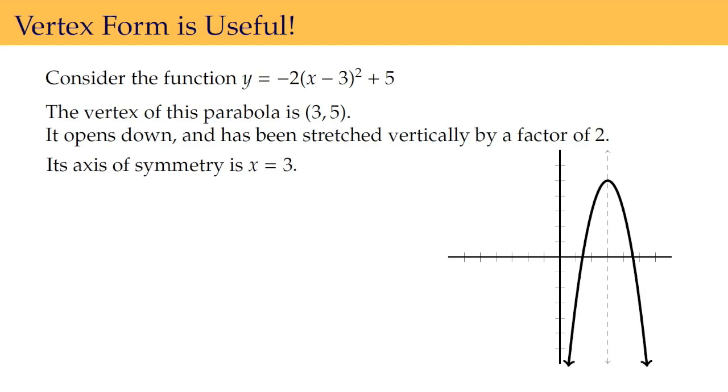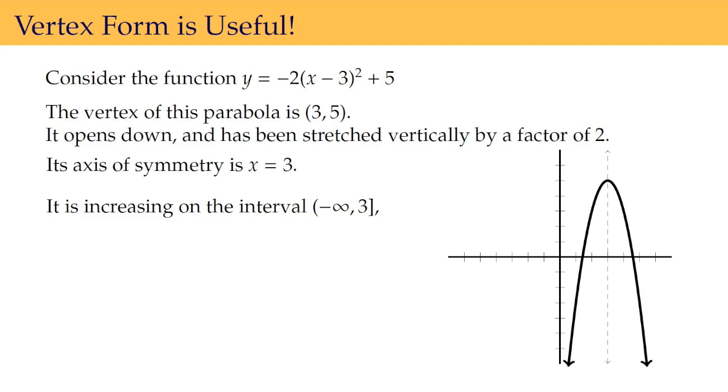The axis of symmetry is x equals 3. Notice that every parabola has an axis of symmetry where it is the same on the left and the right side of this vertical line. For this particular parabola, that vertical line is x equals 3. It is always going to go through the vertex, so you can really just look at the x-coordinate of the vertex to find the axis of symmetry.